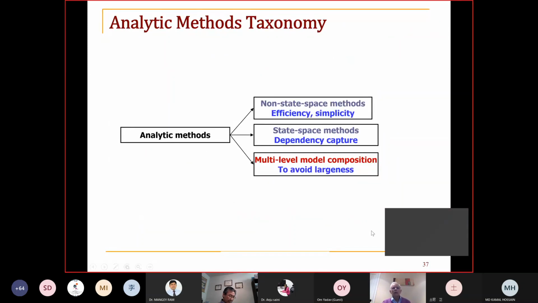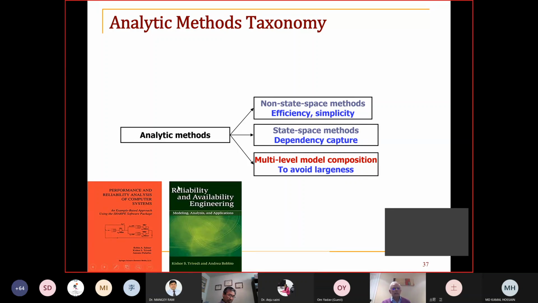So what we are now talking about is we have moved from the earliest non-state space methods, which are efficient and simple, to state space methods, which capture dependency, to multi-level model composition to avoid largeness. And there are two books that extensively deal with this. The old SHARPE book and the more recent book with Bobbio have extensive information on multi-level model composition, as well as other topics.